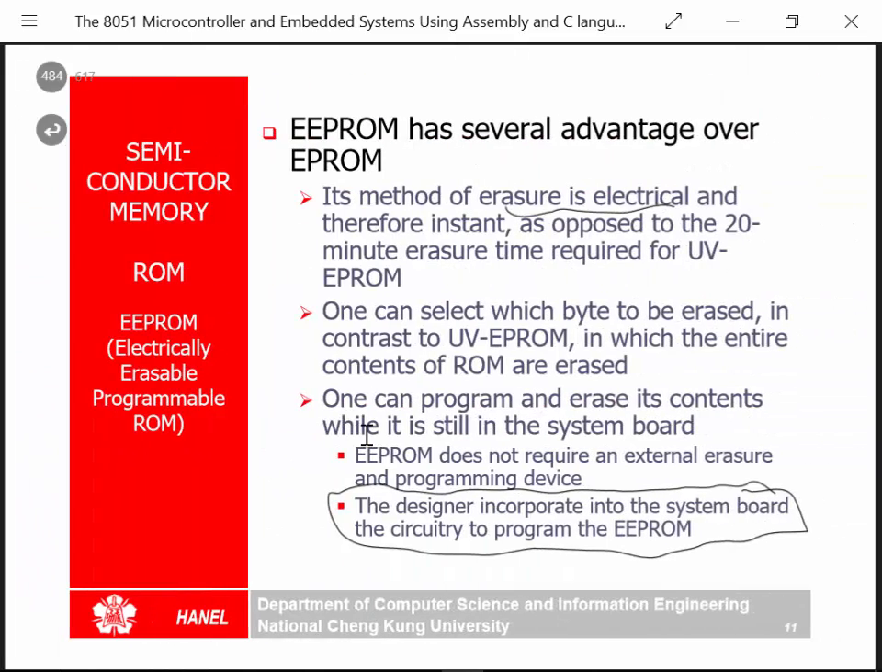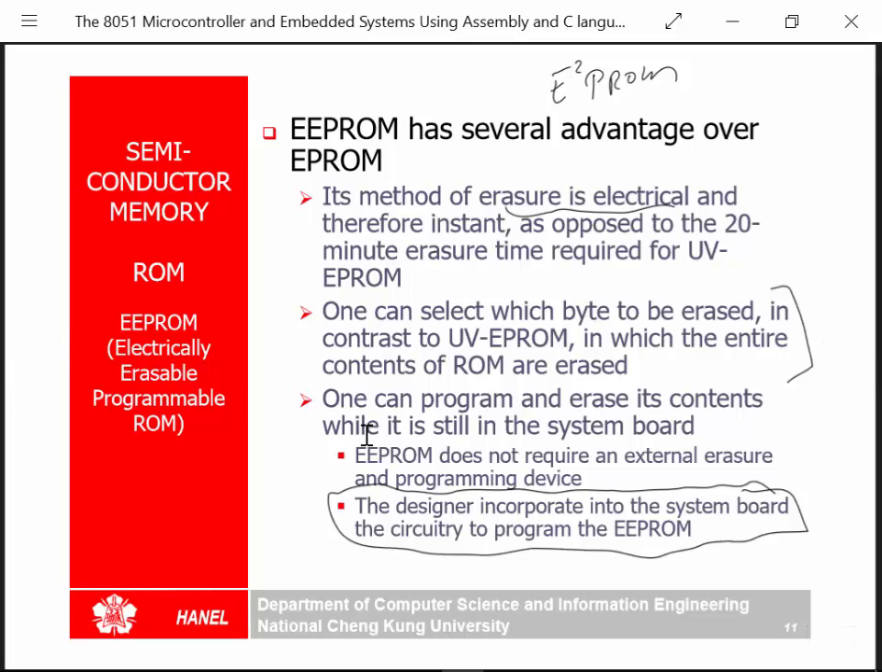Well, the EPROM was replaced by the double EPROM, sometimes written E squared PROM. Sometimes you'll see it written as E squared PROM. And what it allowed you to do is erase it electronically.